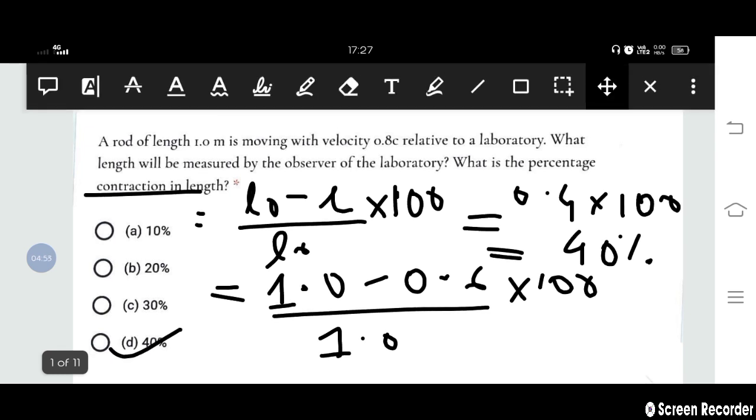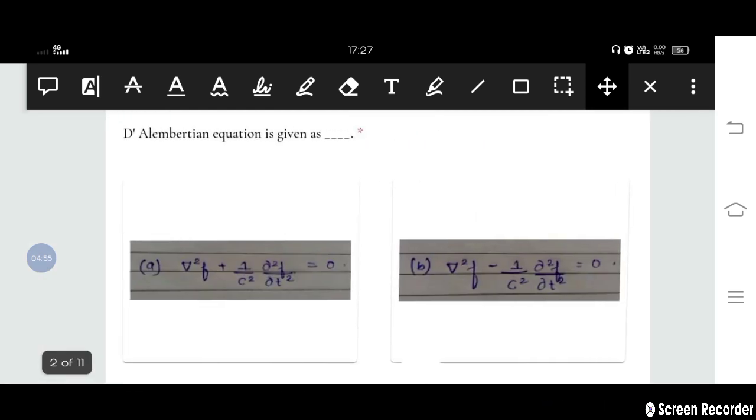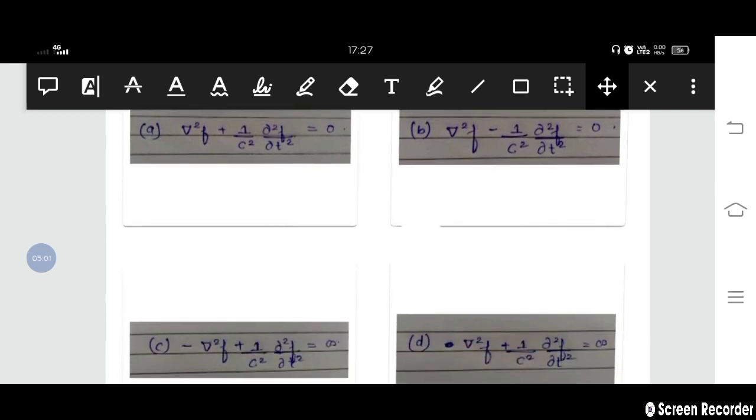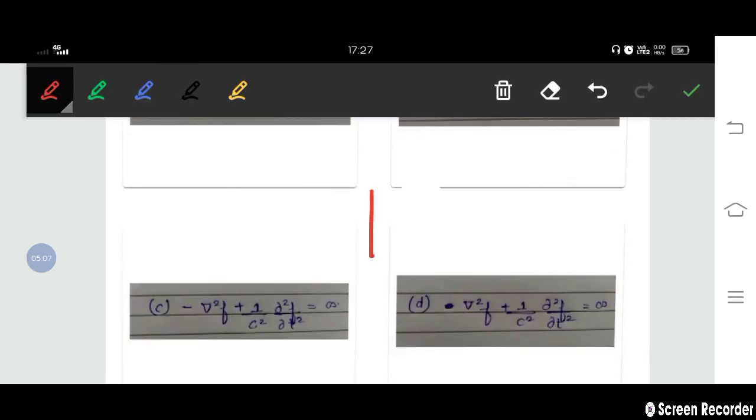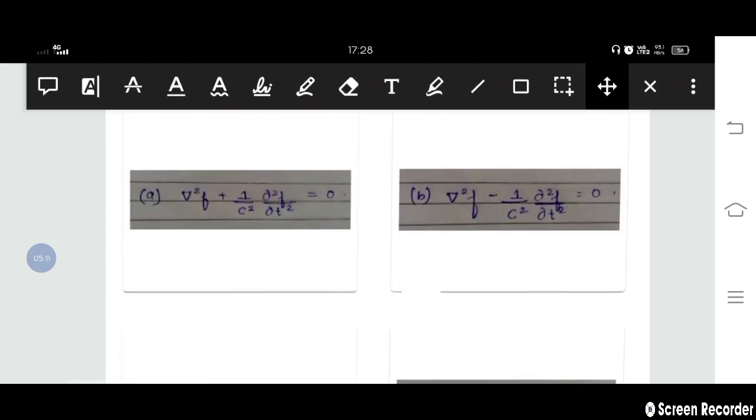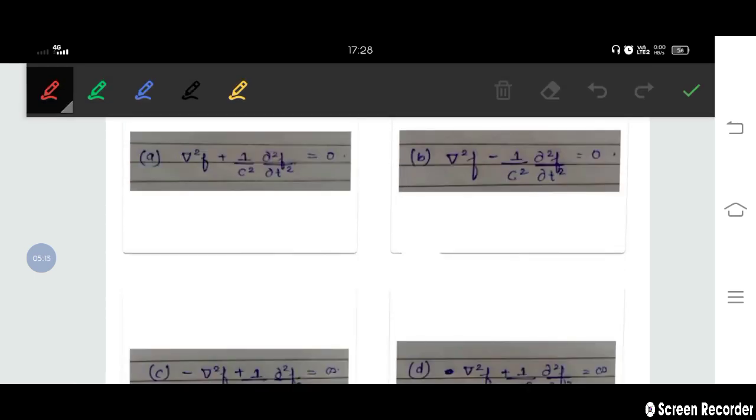Now moving to our next question. D'Alembert equation is given as dash. So over here, first of all, you see all the options. Yeah. So here our correct answer is option A.